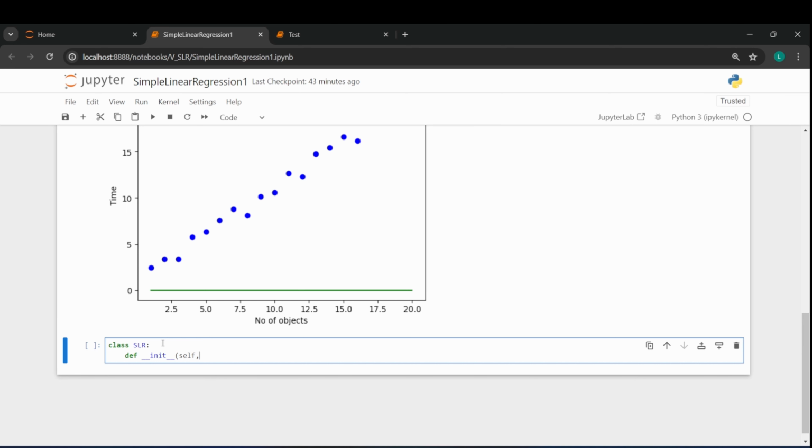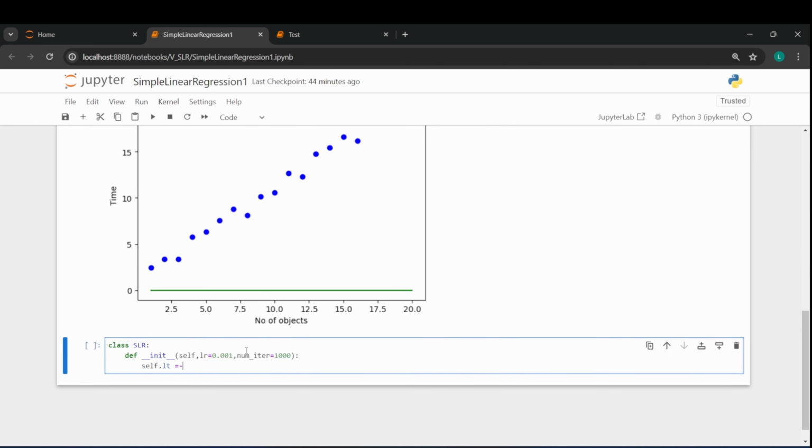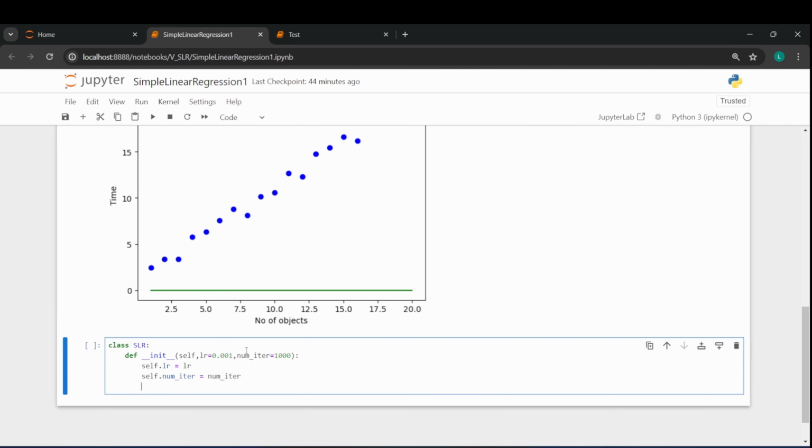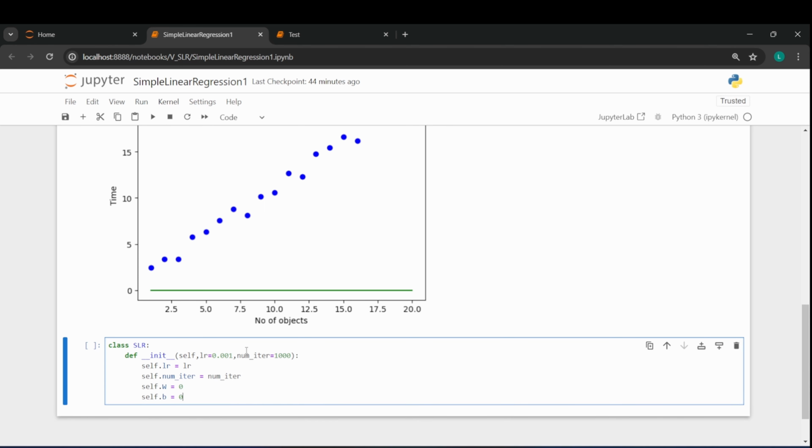Now there are two hyperparameters in this, which are the learning rate and the number of iterations, and I'm going to give a default value of 0.001 to the learning rate and a default value of, let's say, 1000 to the number of iterations, and let's initialize everything. self.learning_rate equal to learning_rate, and then self.number_of_iterations equal to number_of_iterations. Also I'm going to initialize the w and b values to 0 in this init function, so self.w equal to 0 and then self.b equal to 0.